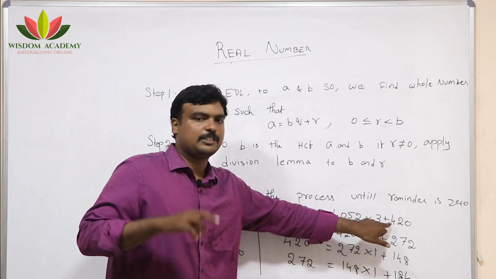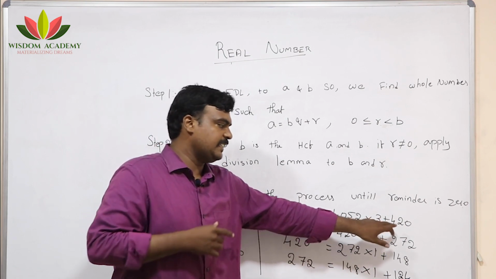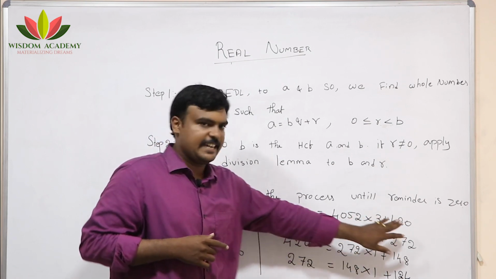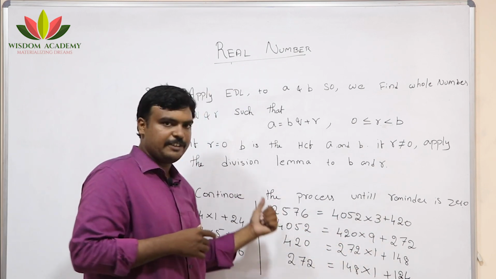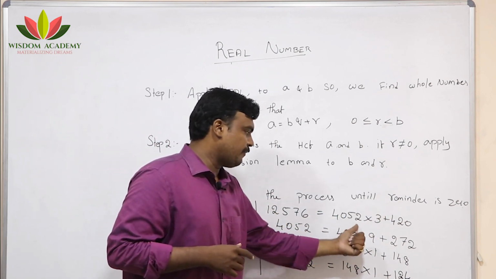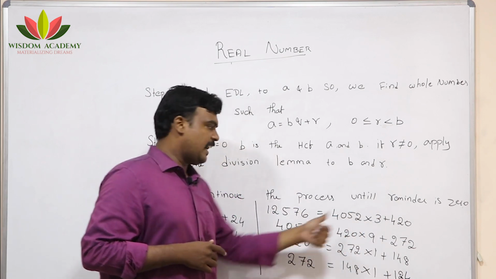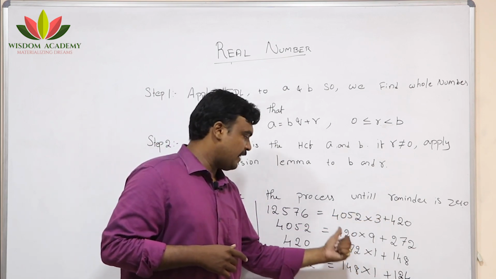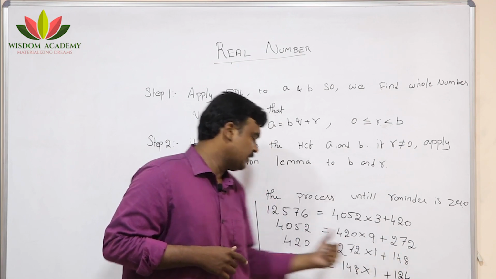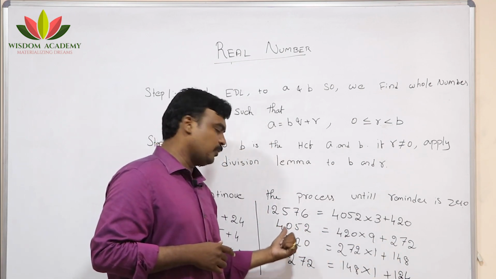So I am going to go for step 2, that is, I am going to take my divisor and remainder. I am going to once again apply my Euclid division lemma. So I will check 4052 and 420, which is the greatest number. So 4052 will be my a and 420 will be my b, and 4052 equals 420 into 9 plus 272. That way we can express my 4052.